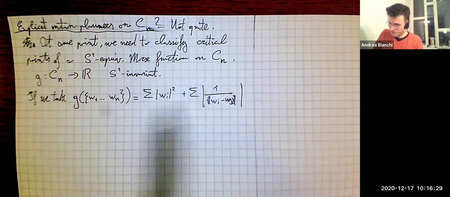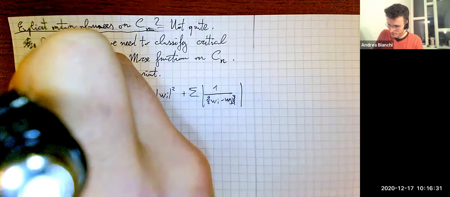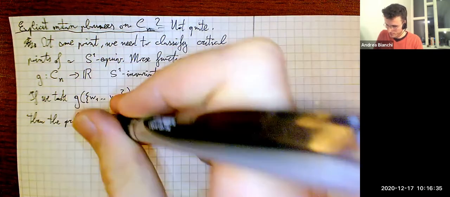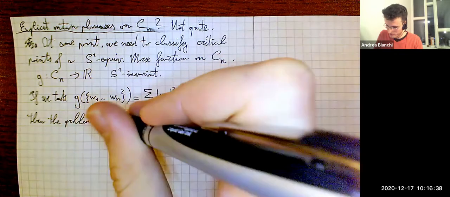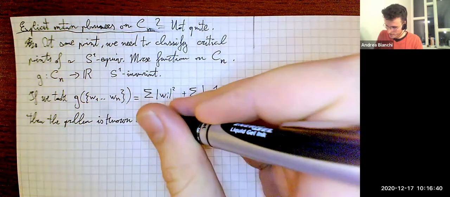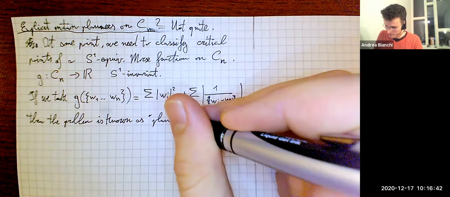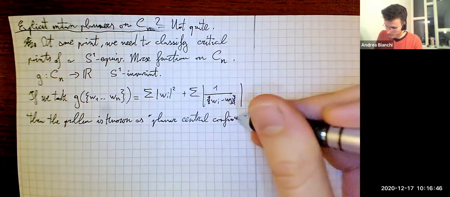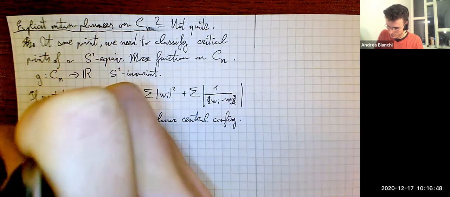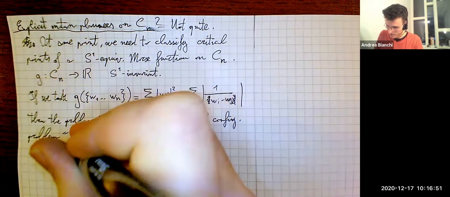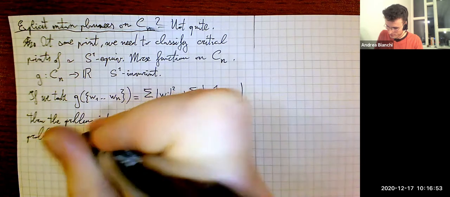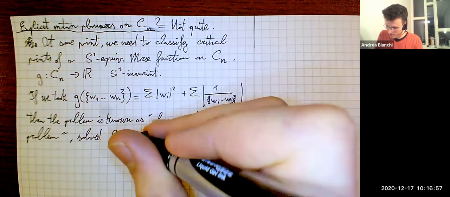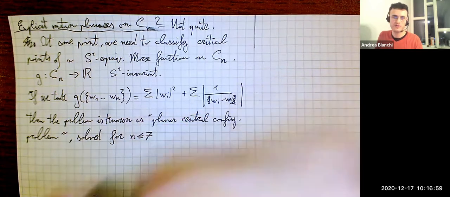If we took this function, then the problem is known in the literature as the planar central configurations problem, and is solved, as far as I know, for n at most 7.